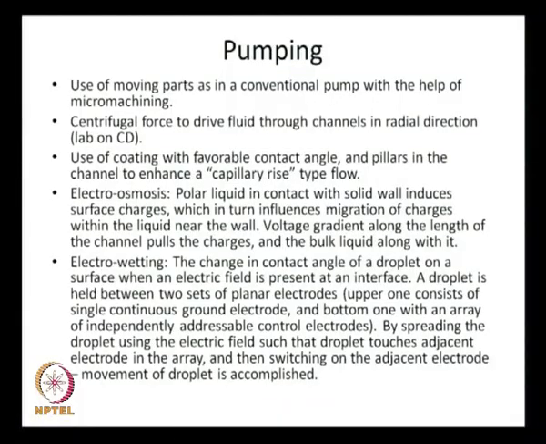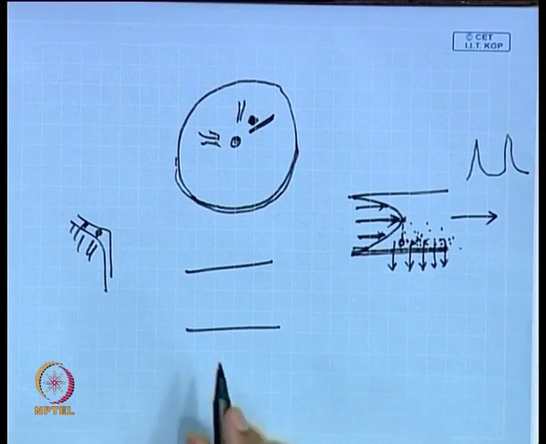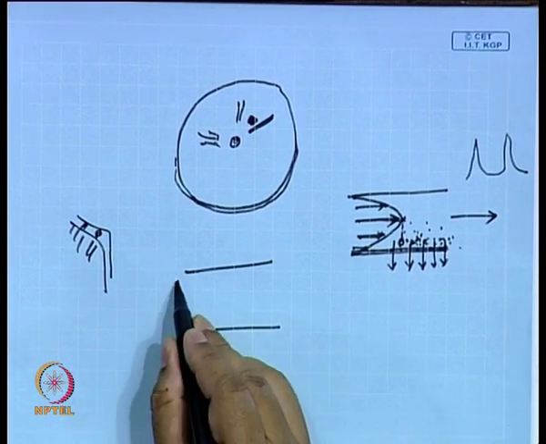The fourth element you have here is electro osmosis. I said electrokinetic pumping, right. Electro osmosis is basically like this: a polar liquid in contact with a solid wall induces surface charges, which in turn influence migration of charges within the liquid near the wall. A voltage gradient along the length of the channel pulls the charges and the bulk liquid along with it. What you have is a wall and you have electrodes placed here.